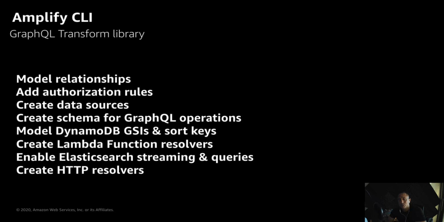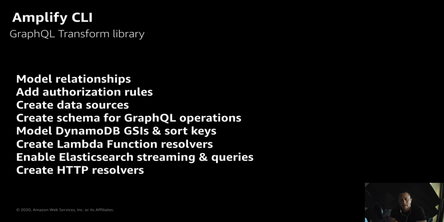You can add authorization rules. You can add single or multiple authorization rules. So you can do things like add private and public access. You can do stuff like set up group access and things like that. You can create DynamoDB data sources directly on your schema. We also have this AtModel directive that does a bunch of stuff like adding additional GraphQL schema around a base type for operations like mutations, queries, and subscriptions and stuff like that.